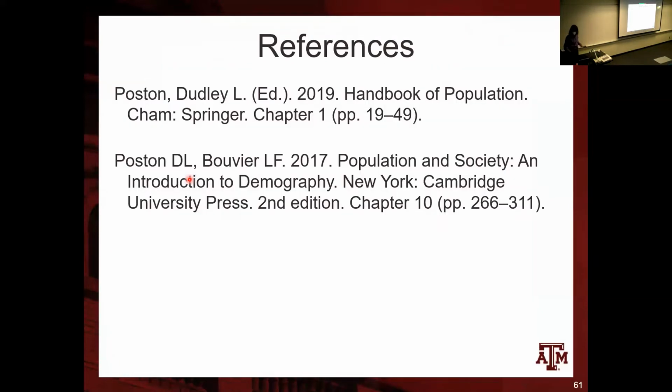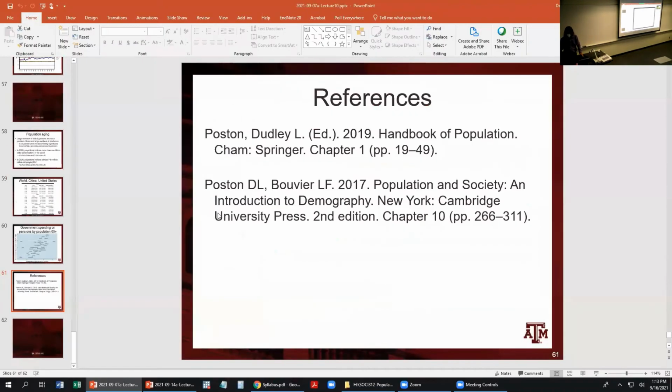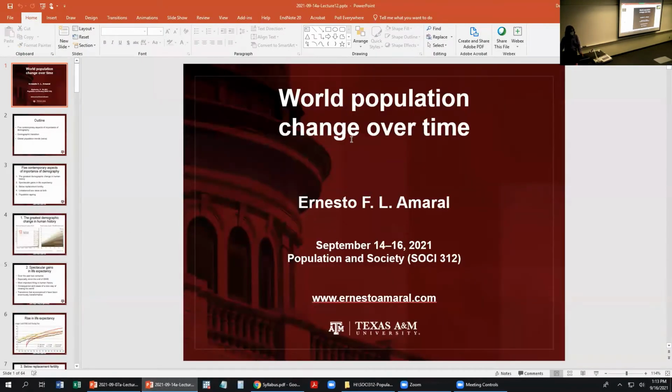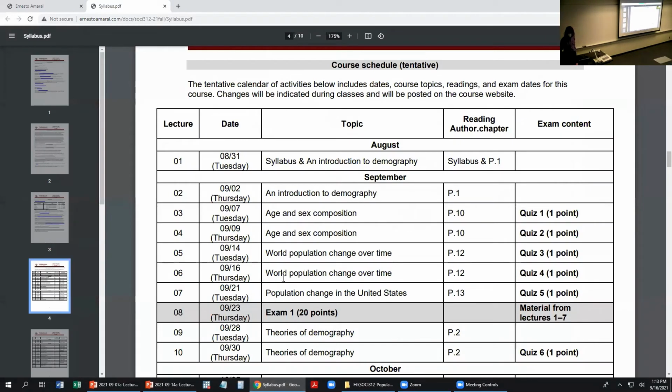So that was the class based mostly on chapter 10 of the textbook, Age and Sex Composition. The next chapter is about world population change over time. You were supposed to have started it last Tuesday and finish it by today. Of course, we're not going to be able to do it. And just a reminder to everybody, we are here today starting world population change over time, chapter 12. And I hope to finish it by Tuesday.